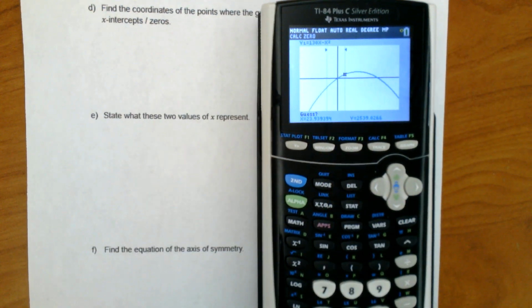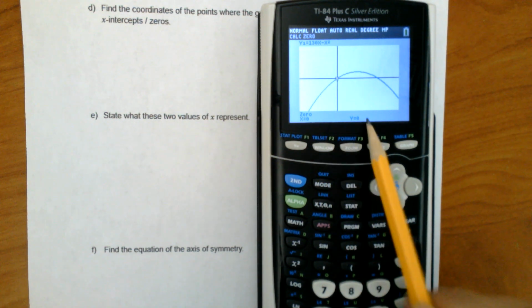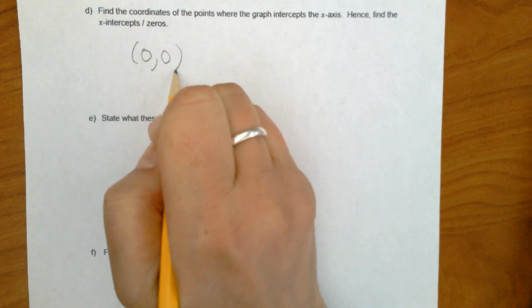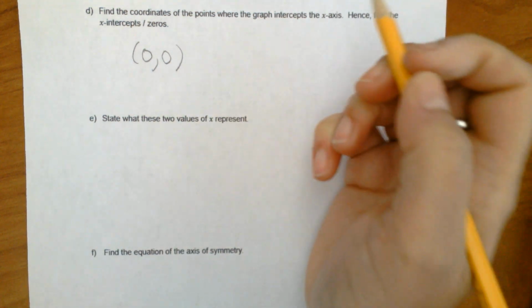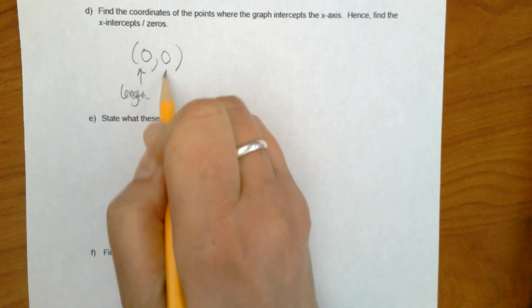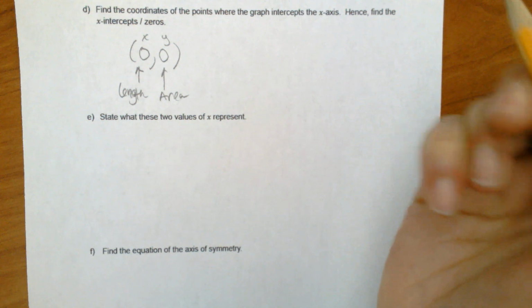It asked me if I want to take a guess, and my guess is going to come out to my first zero is actually 0, 0. So I was right in what we said before. So the first one is at 0, 0. Okay. And let's just write down this is length and this is area, because let's remember what x and y are going to represent, okay?